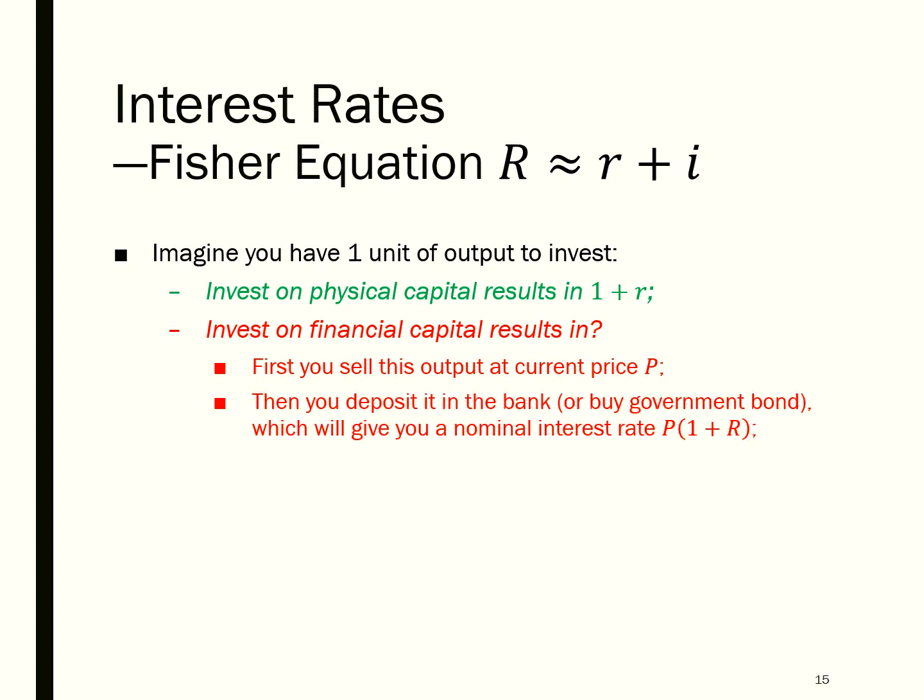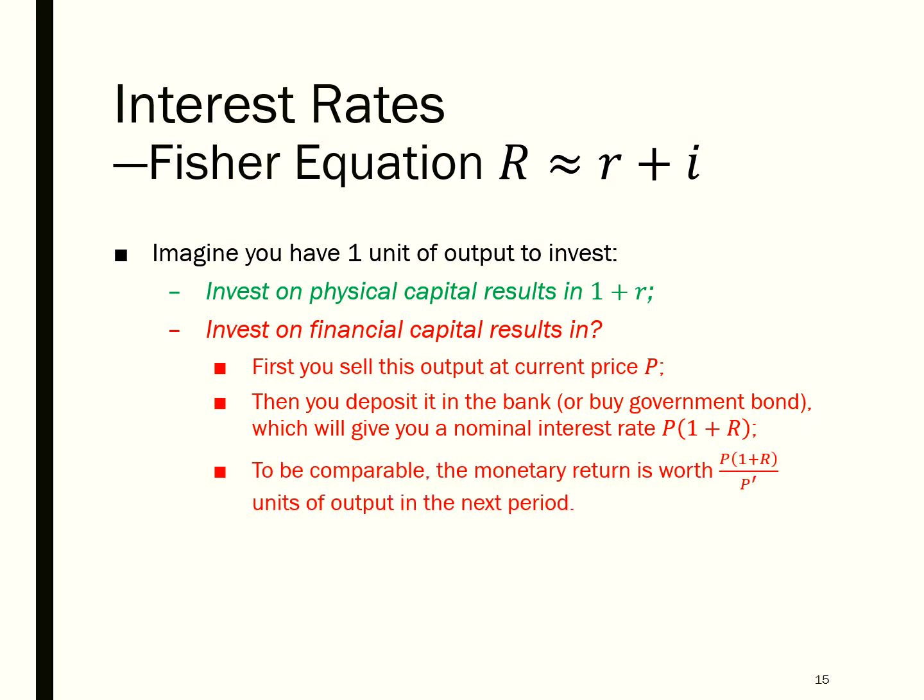The second step, you deposit the cash, which is obtained by selling your potato, into the bank, because the bank has received your deposit, and then next year you will get a nominal interest rate, 1 plus R. R, the big R, is the nominal interest rate. So basically you invest P pounds and you get P multiplied by 1 plus big R pounds back in the next period.